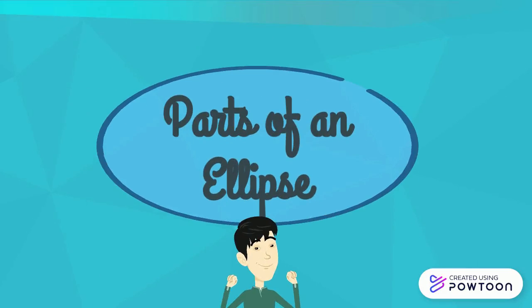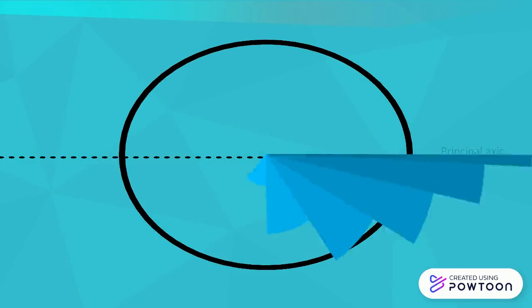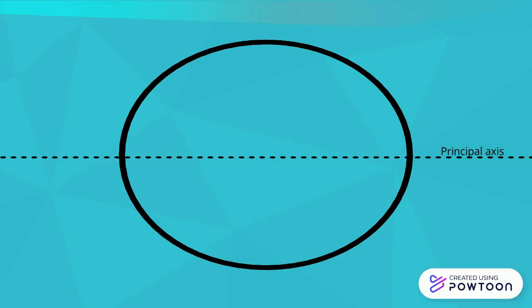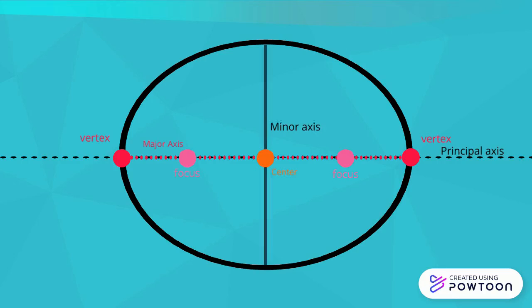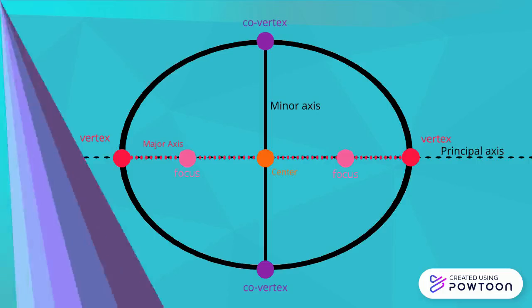Now let's go to the parts of an ellipse. The principal axis is a line that goes through the foci. The vertex is a point on the principal axis. The major axis is the line segment joining the vertices. The center is the midpoint of the major axis. The minor axis is a line segment that is perpendicular to the principal axis. The co-vertex is an endpoint of the minor axis.